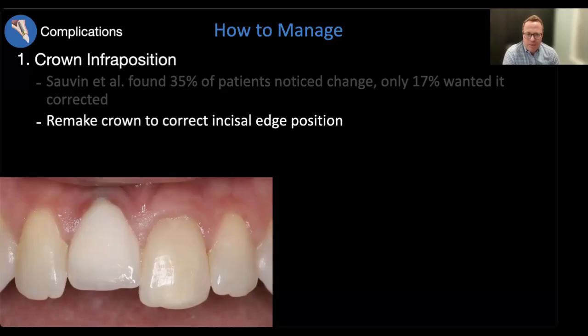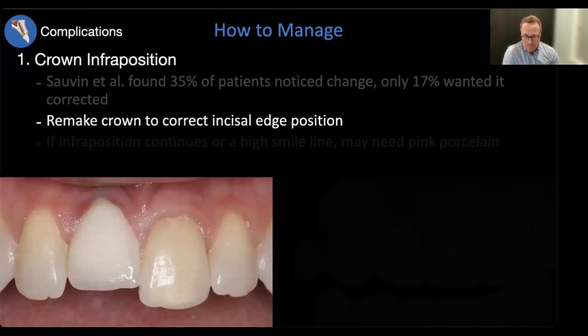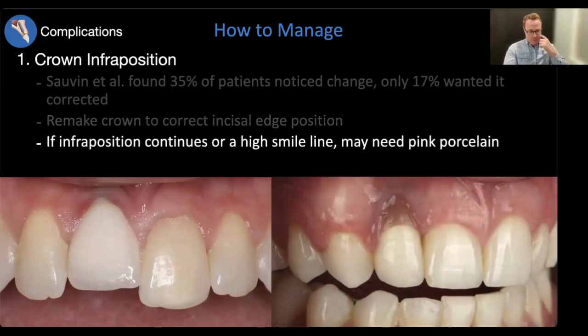Remaking the crown is the most common thing that we would do, with the incisal edge longer to match the adjacent teeth. If this gets to a point where it's quite long, as you can see in this example, where the crown was previously done before the patient came to see me, that's another way we can manage it: try to give the illusion that the tooth's not as long by using some pink porcelain. It's not the easiest thing to aesthetically match the gingiva, but that's another thing we can do.